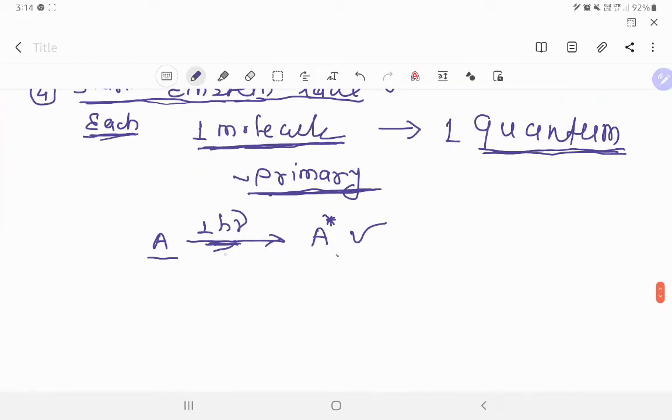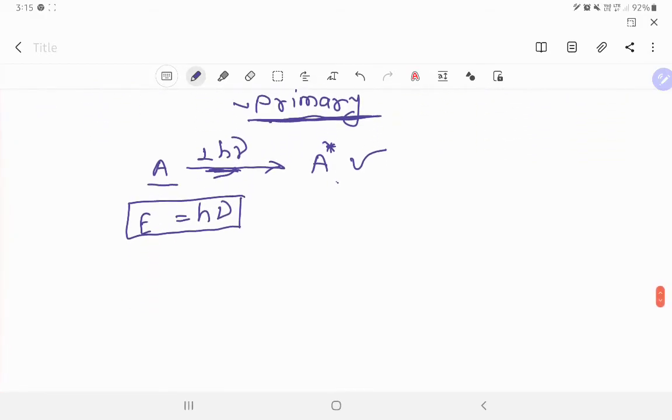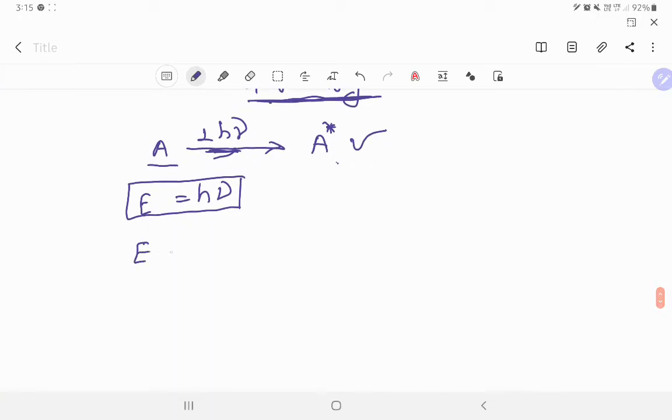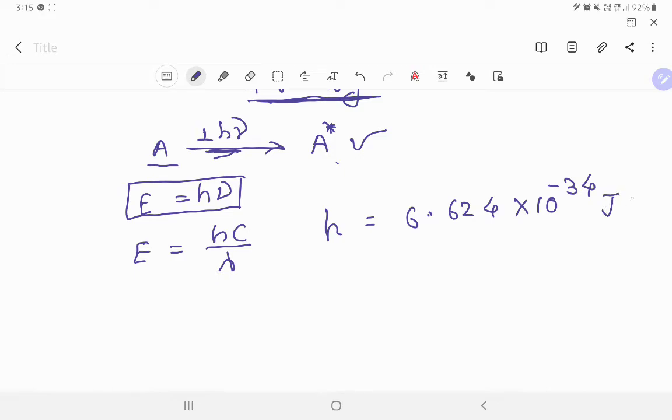And now the energy of radiation is given by h nu. E is equal to h nu. We know this equation, it is a well-known equation, or you can convert this as E is equal to hc upon lambda, where h is Planck's constant. Its value is 6.624 into 10 raised to minus 34 joule second. In SI unit, this is the value of h, Planck's constant.